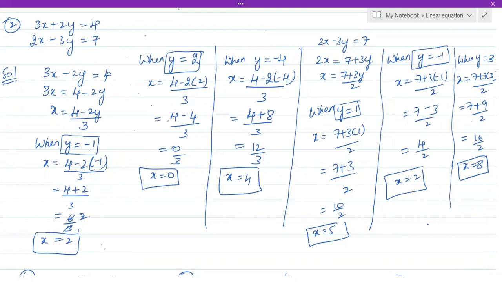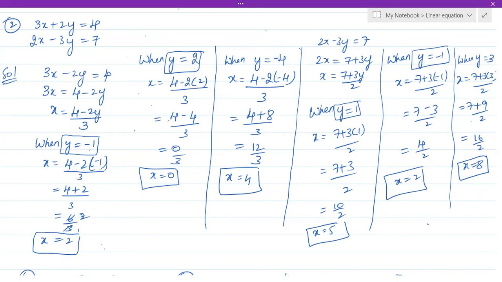Suppose you select 0, 4 minus 2 into 0, so 2 zeros are 0. What is the answer that you get in the numerator? You get 4. Is it divisible by 3? No. That is why we have not selected y as 0. Similarly, we have selected y as 2 because 2 2s are 4, and 4 minus 4 is 0. 0 is divisible by any number. In the next step, we have selected y as minus 4.